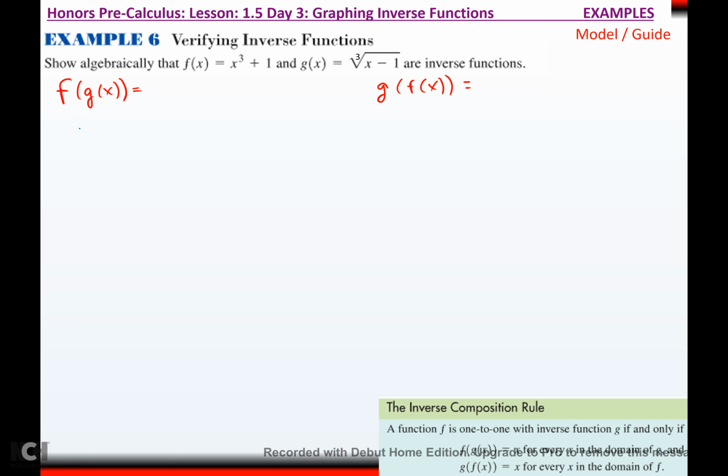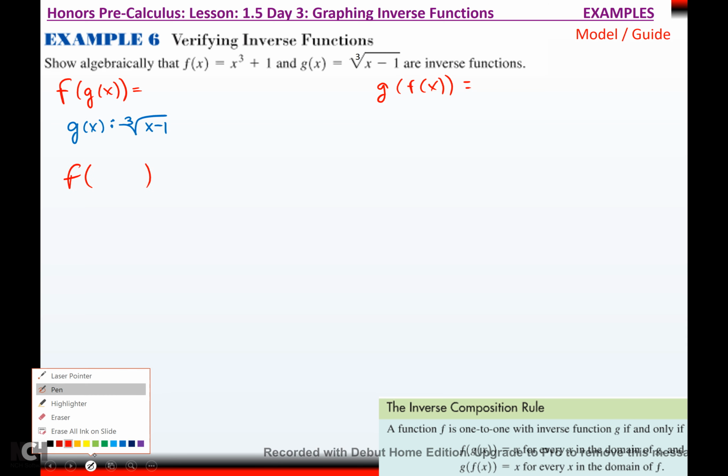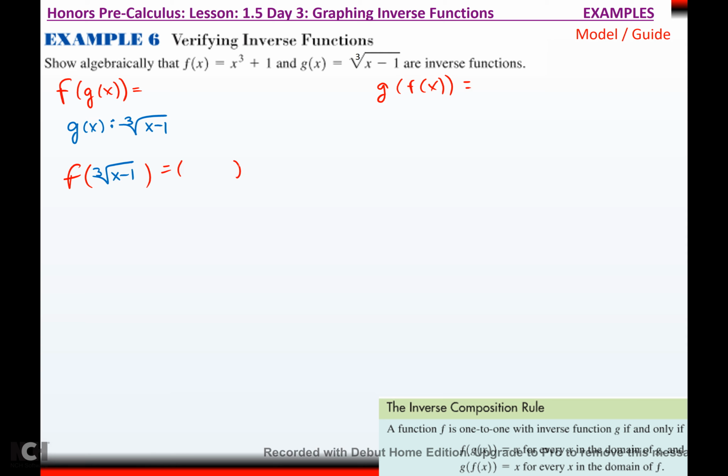So to do f of g of x, we start with g of x, which is the cube root of x minus 1, and we take that to the f function. So I'm taking the cube root of x minus 1. The f function says to cube whatever you got and add 1 to it. Well, I brought the cube root of x minus 1. A cube kills a cube root. That gives me x minus 1 plus 1. The ones cancel, and I get the identity.